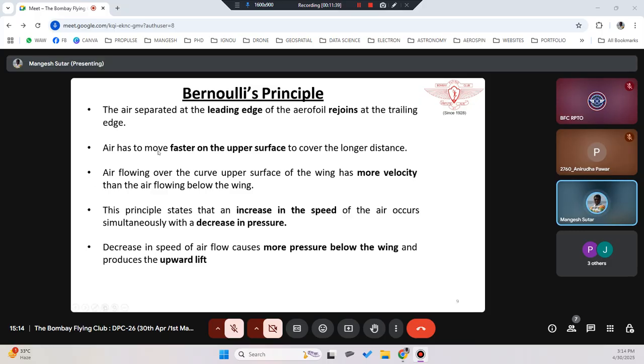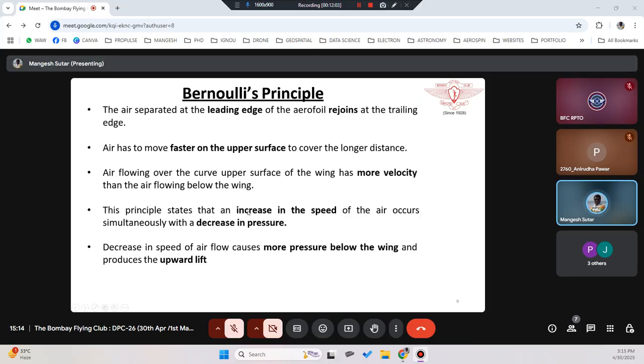So air has to move faster on the upper surface to cover the longer distance. Air flowing over the upper curvature of the wing will have more velocity. Since it is moving faster, it will have more velocity. Now let's see what the Bernoulli principle states. This principle states that an increase in the speed of the air occurs simultaneously with a decrease in pressure.